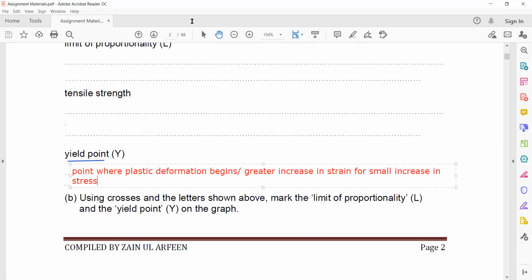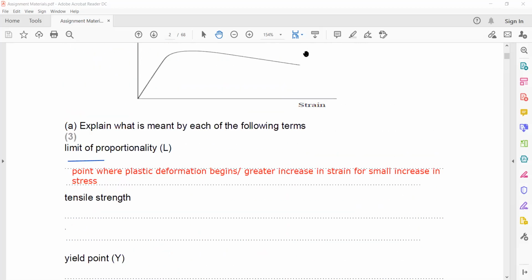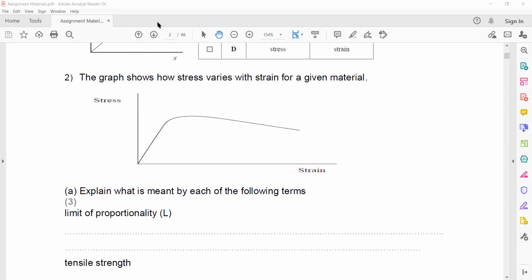Using a cross and the letter, mark the limit of proportionality and yield point. How to mark the limit of proportionality? You will use your ruler: the last point where the line appears to be straight is the limit of proportionality. And yield point, when your line is approximately parallel to the strain axis, within that region you can mark anywhere as a yield point.